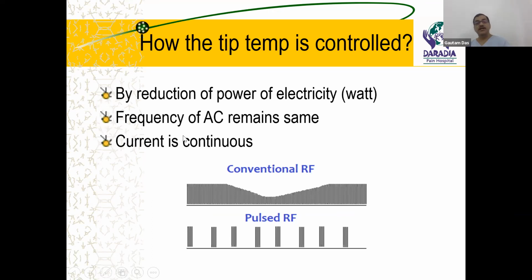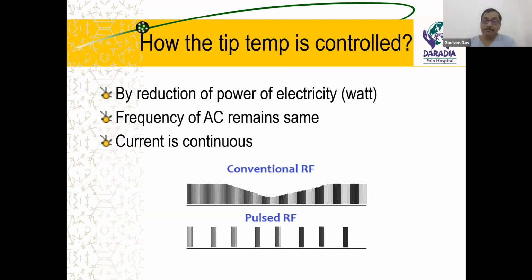But here the frequency of the current remains the same. That means current is given continuously. The frequency is the same, 300,000 hertz. The only thing that is fluctuating is the power of the electricity, that is wattage, which will be reduced when the tip temperature is attained at a certain level. So this is your conventional radio frequency.